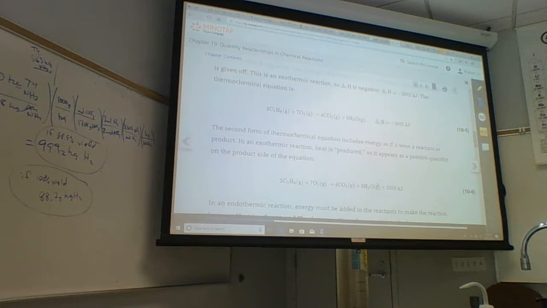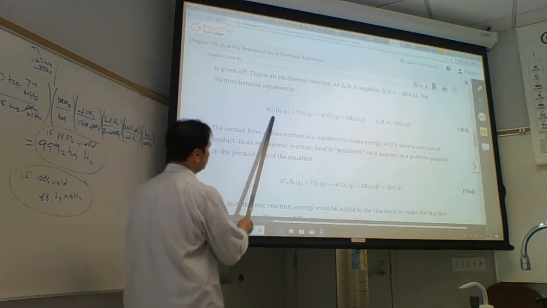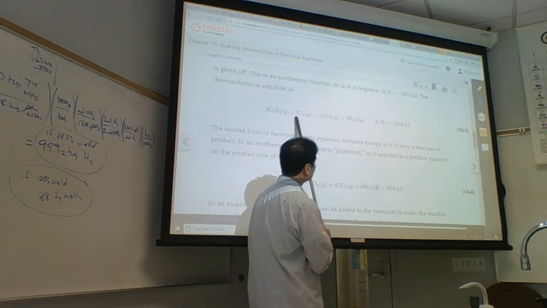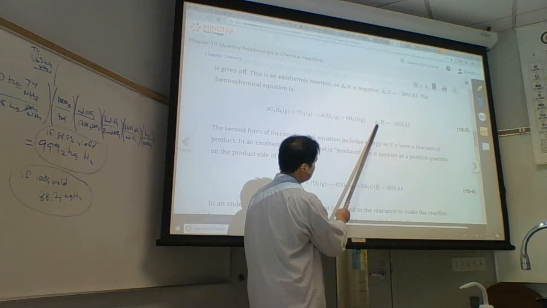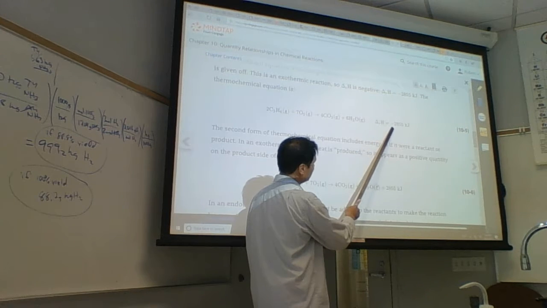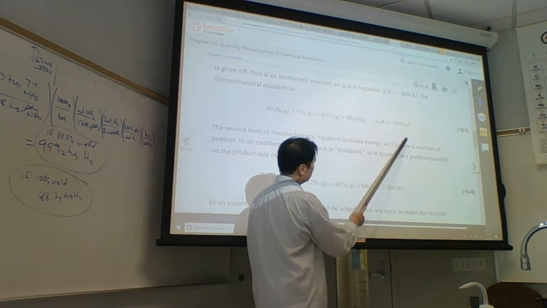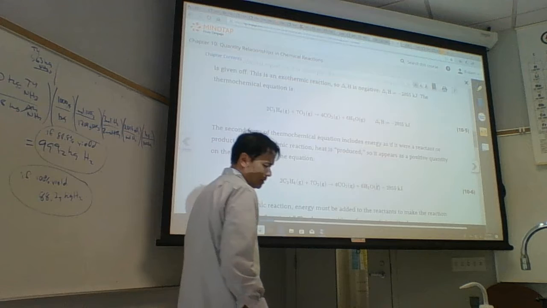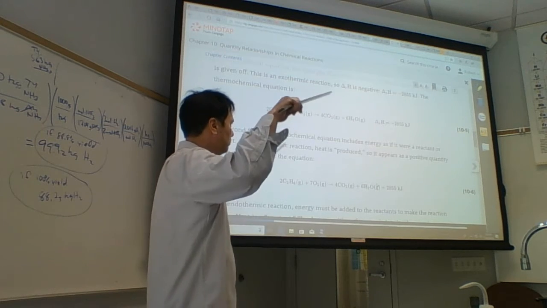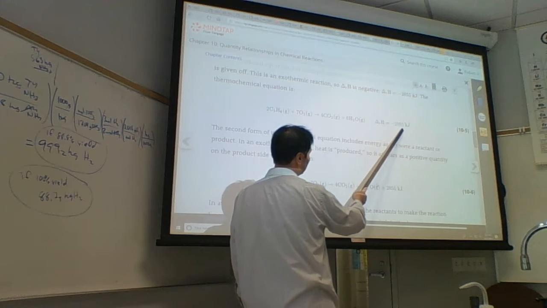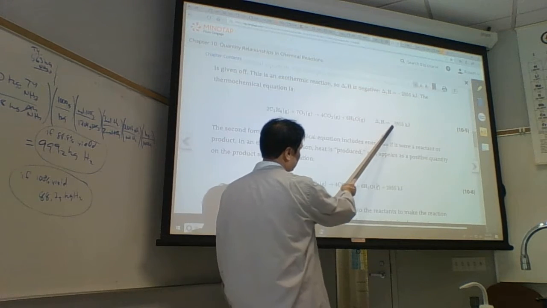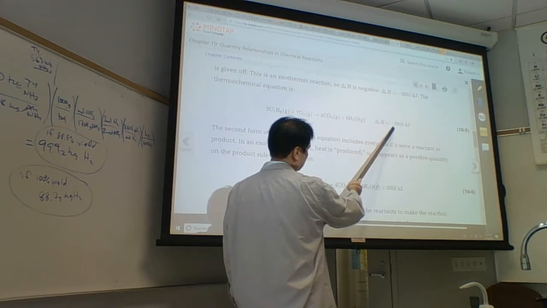So here's combustion of ethane. When we combust 2 moles of ethane, we see that the heat of reaction, or the enthalpy of reaction, is minus 2855 kilojoules. And so what that means is this. It means that we lose 2855 kilojoules. And this negative sign here just indicates the direction.